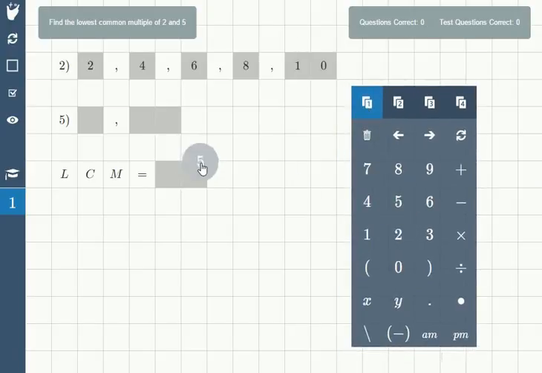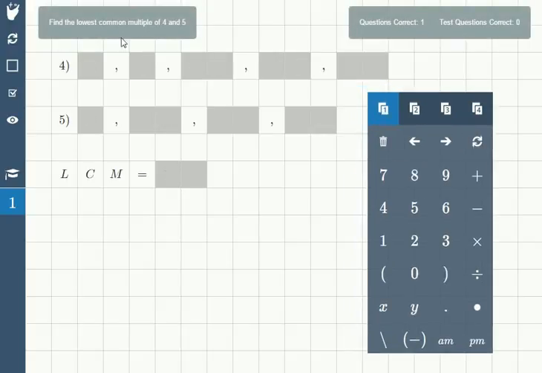The first multiple of 5 is 5, and then the second multiple of 5 is 10. So now we can see that we've found a common multiple between 2 and 5, which is 10. So we can use that to fill in the lowest common multiple answer box. Let's have a look at another one.